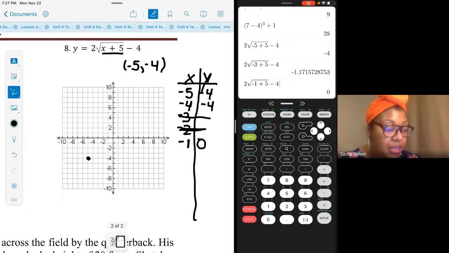So we've already done 4. Our next perfect square root would be 9. Well, what plus 5 gives me 9? 4. Square root of 4 is 3. 3 times 2 is 6. 6 minus 4 is 2.